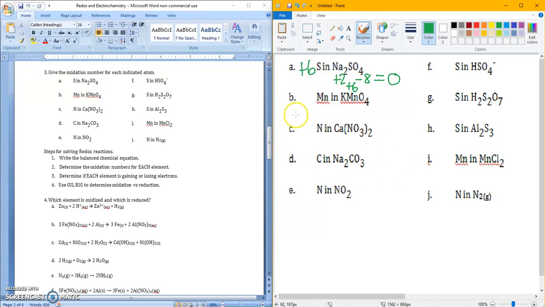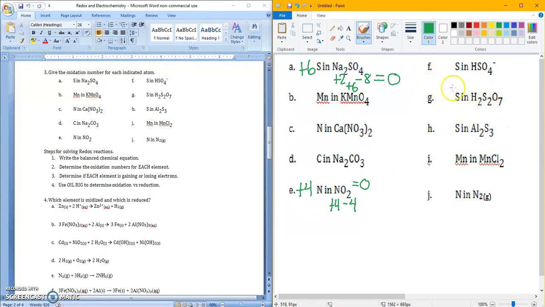So +6 is the oxidation number for sulfur in sodium sulfate. Let's see, let's jump down to E. Nitrogen. So oxygen, again, is a -2 charge. There are 2 of them, so that must mean that that is -4. Nitrogen would therefore have to be a +4, since there's no charge and it has to equal 0. So nitrogen is a +4 charge.